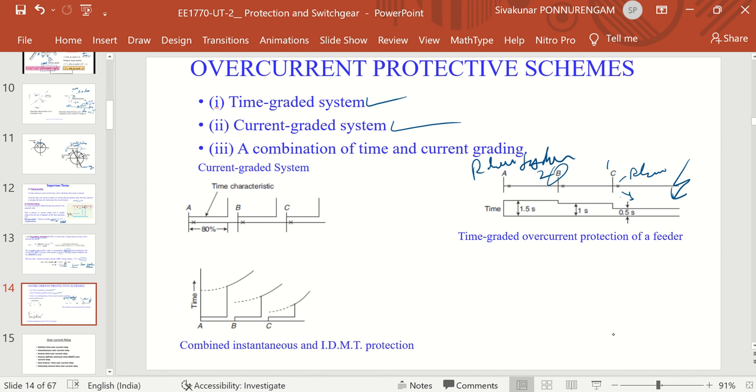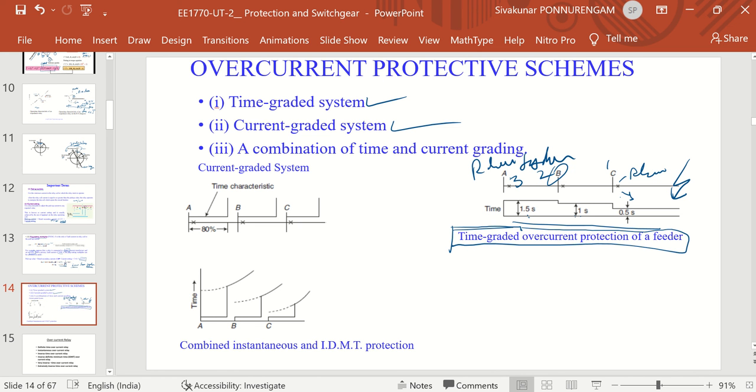This is the primary protection, this is the first backup protection, and this is the second backup protection. Again we wait 0.5 second, then 1 second, again we wait for 1.5 seconds. So this type of tripping operation is called time graded overcurrent protection. That is the time grader.